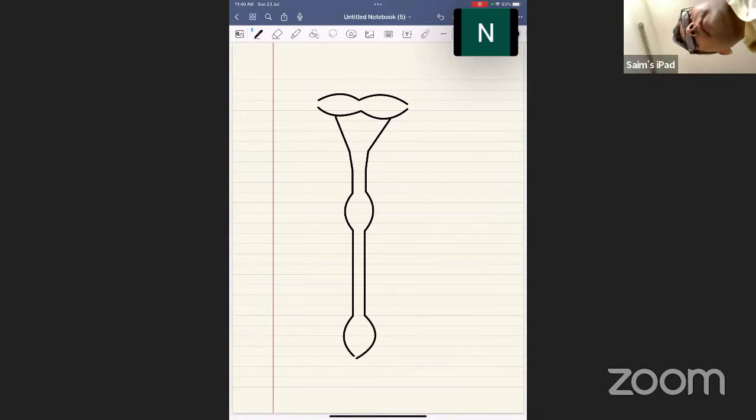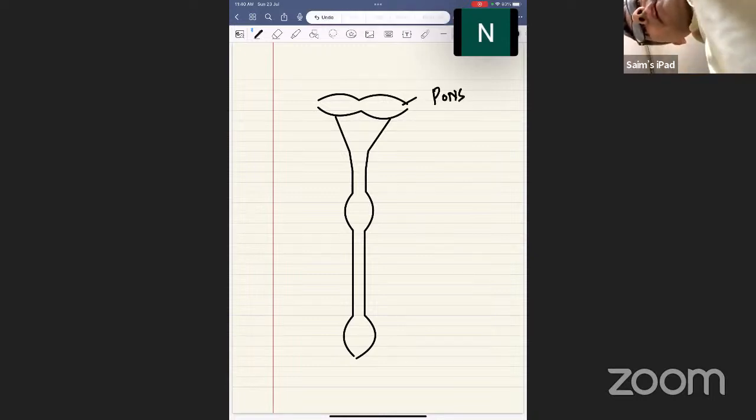So this is the rough diagram of the spinal cord, where you have to understand that this is the pons, and this one is the medulla. Now I have to draw a central line.